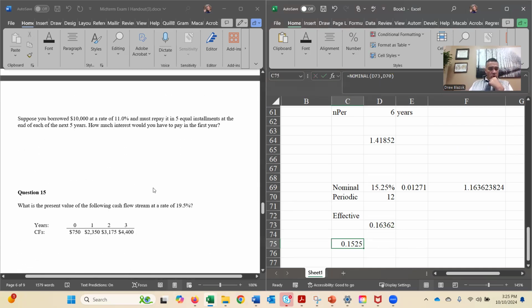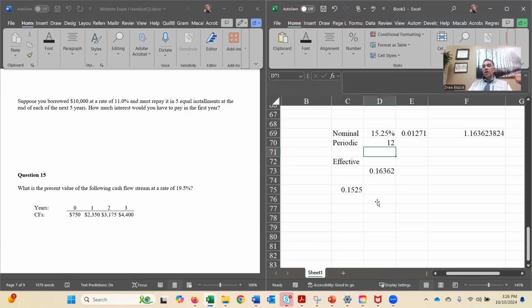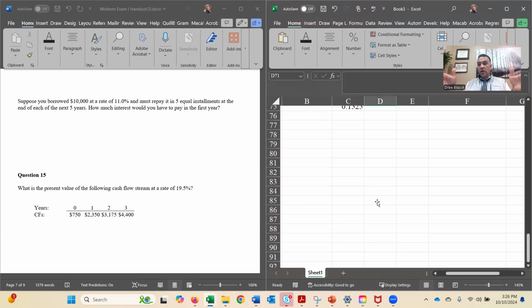Question 14, suppose you borrow 10,000 at a rate of 11% and must repay it in 5 equal installments at the end of each month. How much interest would you have to pay in the first year? We did a mortgage calculator. In the beginning of the mortgage calculator, we did the first month payment is how much you owe and how much interest will you pay. You're making yearly payments. This is very simple. So I'm going to say the interest payment is 11%.